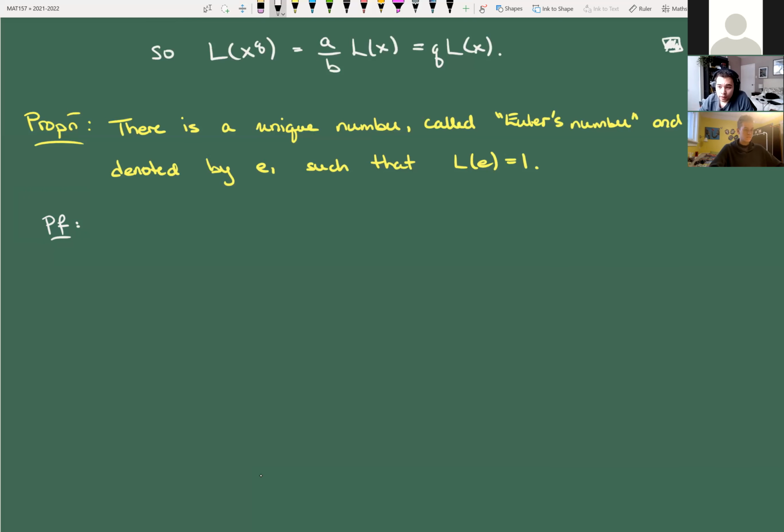So what do we need to do? We know that L of 1 is 0. Or maybe let's start with it. We know L is continuous by the FTC, right? L is that integral function of something that we know is continuous. So actually, we know that L is differentiable, but L is continuous by the FTC. Moreover, we know that L of 1 is 0.